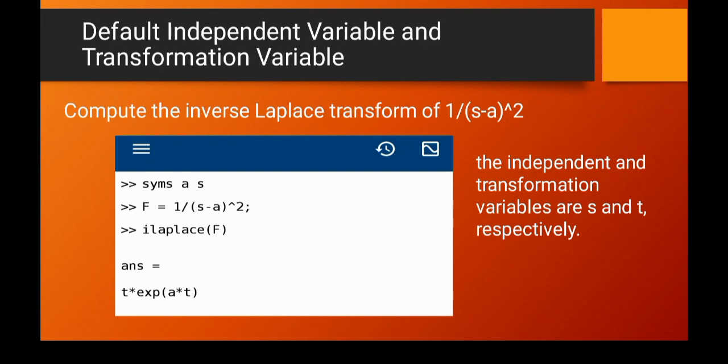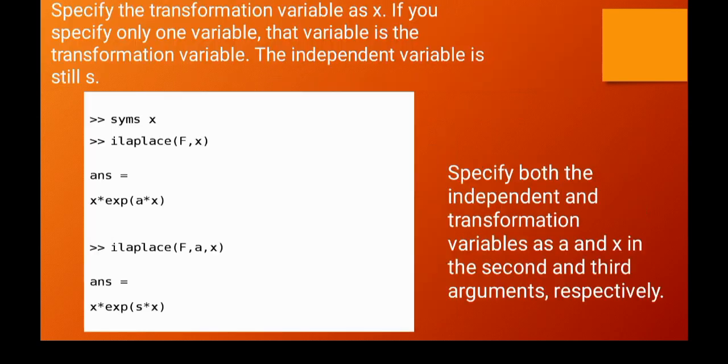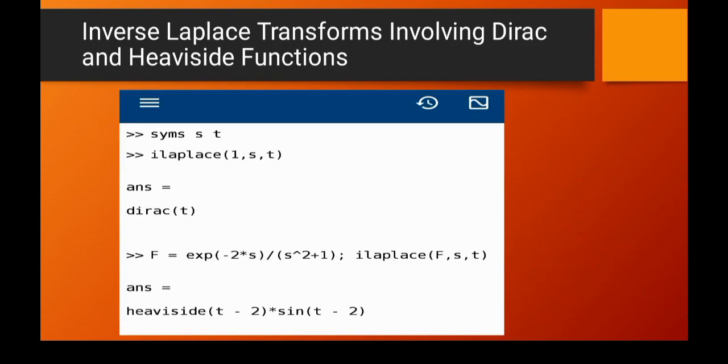Default independent and transformation variables: if I have a function 1 over (s minus a) to the power 2, the independent and transformation variables here are s and t, so we get the answer after taking the inverse Laplace transform. Next is specification of the transformation variable as x. If we specify only one variable, that variable is the transformation variable, and the independent variable is still s. We can also specify both the independent and transformation variables as a and x in the second and third arguments respectively. After defining the variables and taking the inverse Laplace transform, we get the answers.